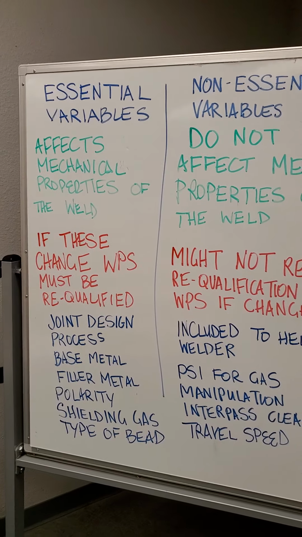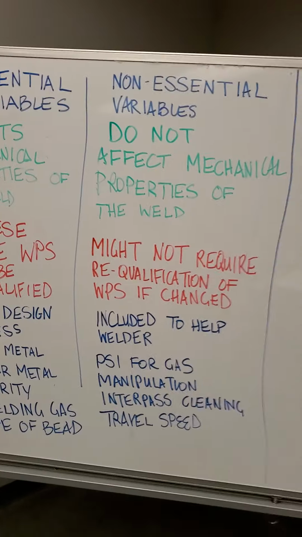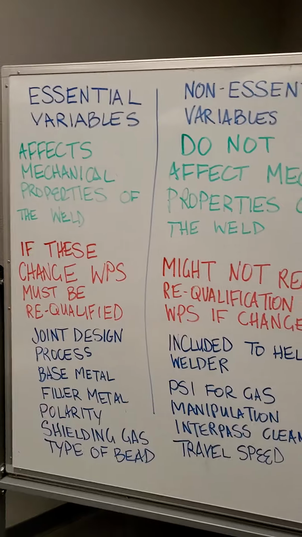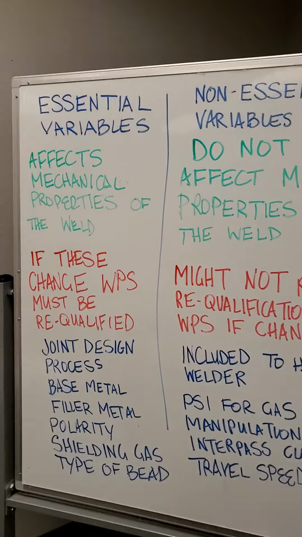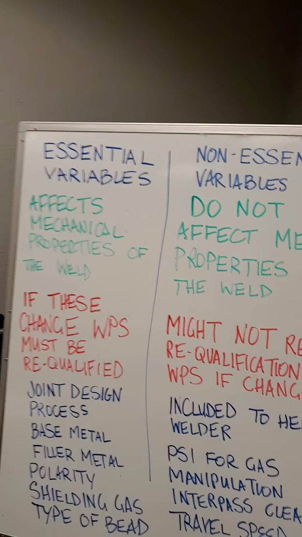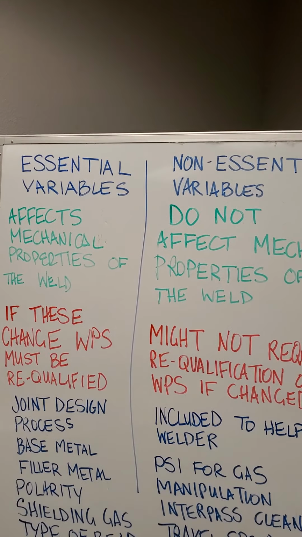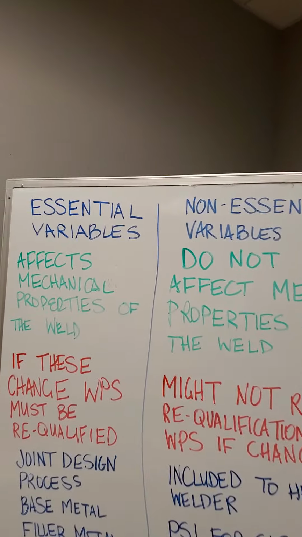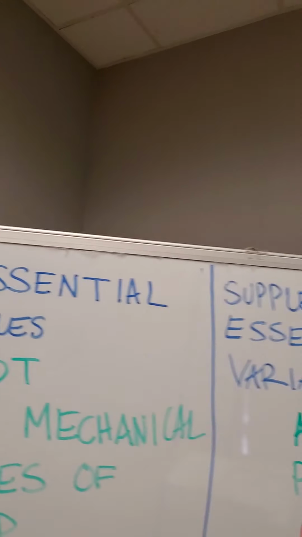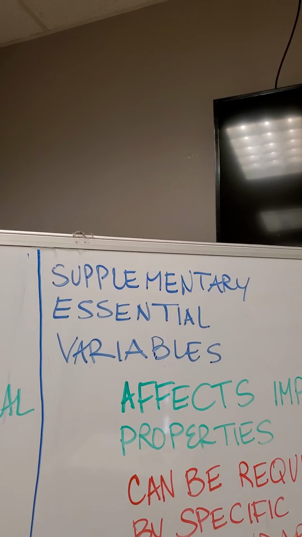All right, here's your part two for chapter 35. So remember, we were talking about WPSs and PQRs, our welding procedure specifications and our procedure qualification records. Both of these have certain things: essential variables, non-essential variables, and supplementary essential variables.